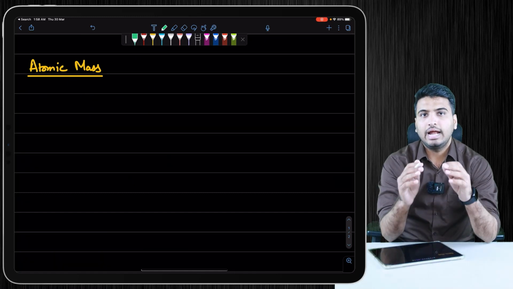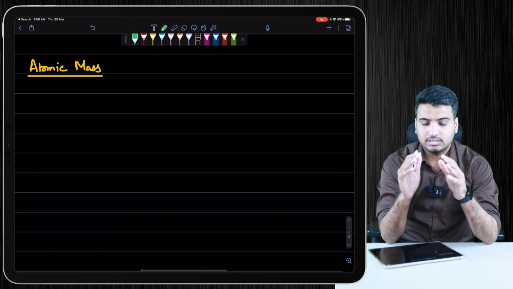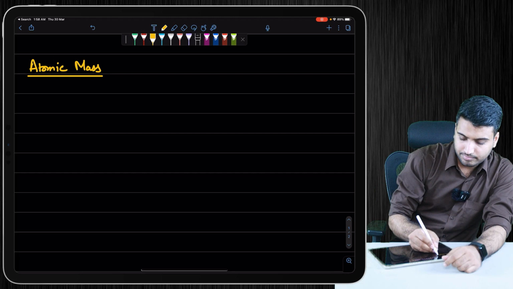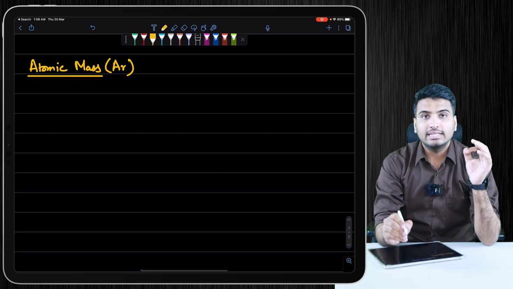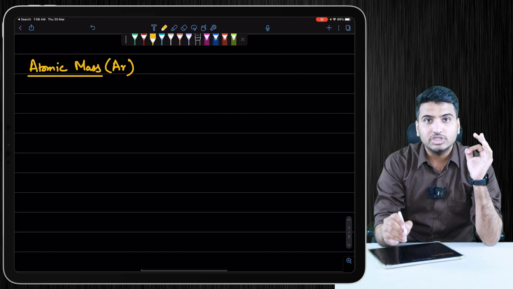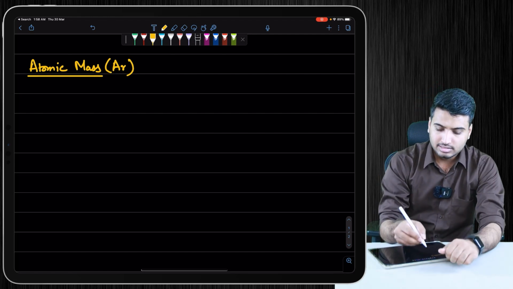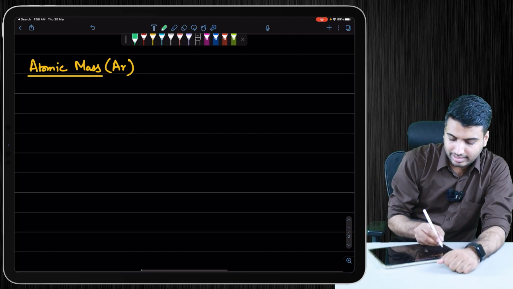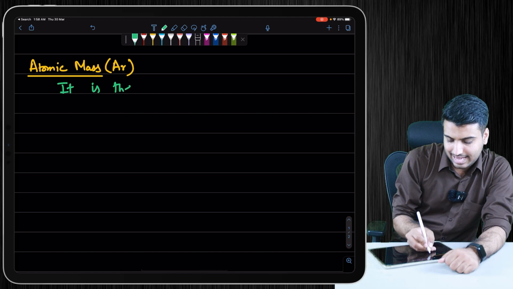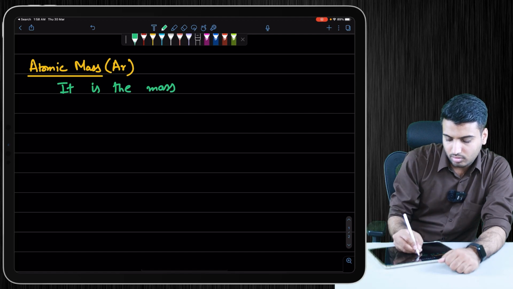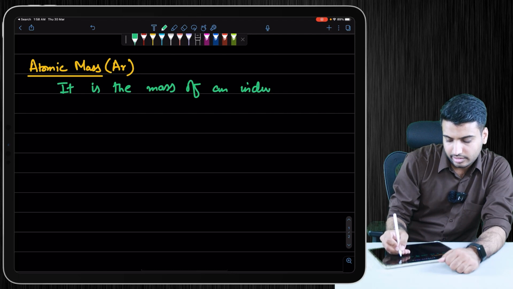Atomic mass is represented by Ar. It is the mass of an individual element.